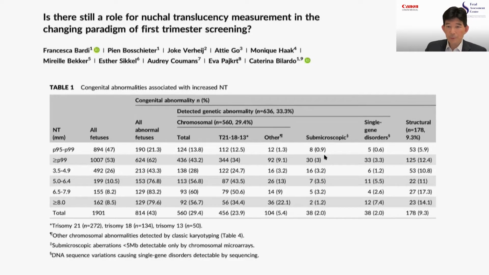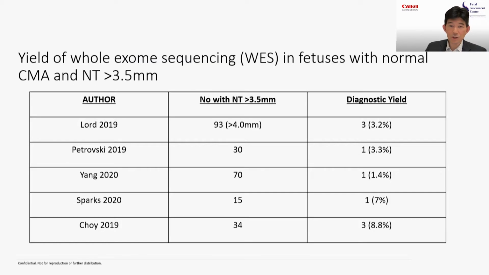And I would just like to point out that the incremental yield is actually about 4% for CMA and also for single gene disorders. And I'll show you some papers to substantiate that. Prior to December last year, when giving a lecture on this particular topic, we would quote very important papers using thickened nuchal skin folds. You can see that the diagnostic yield varies from about 1% to 8%. And most would quote an incremental yield of about 4% in fetuses with a normal CMA and a thickened nuchal.